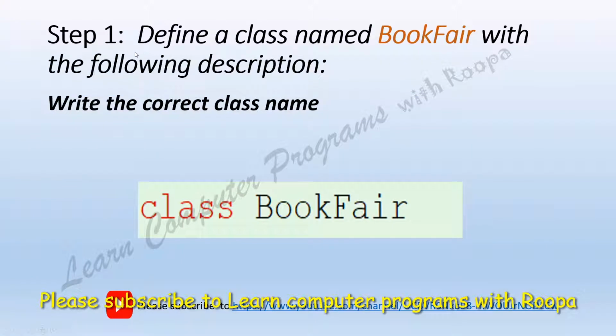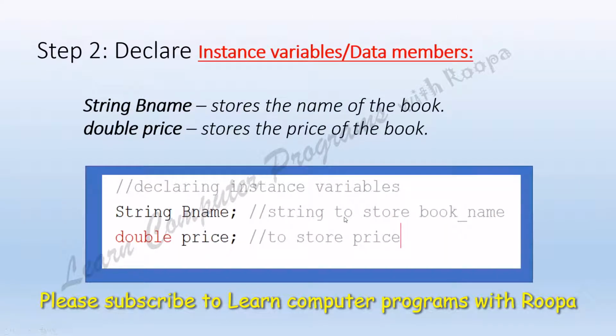See here the steps I have given. Step 1, define a class name BookFair with the following description. So here the name of the class is given as BookFair, and you declare the class like this. Whatever name is given there, the class name, the member variable name, method name, the same name has to be given. If you give different names, then you need to change it in the variable description. But this question is mainly based on your understanding of the question and writing it. So if you write the correct class name, you get 1 mark. Class BookFair. The second step, they have asked you to declare the instance variables.